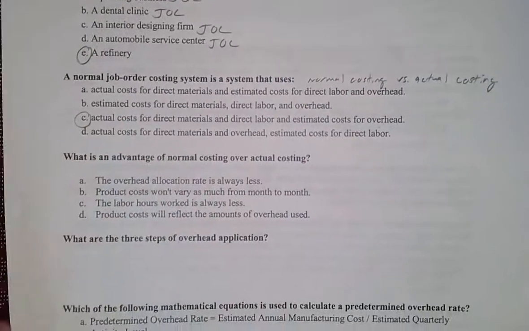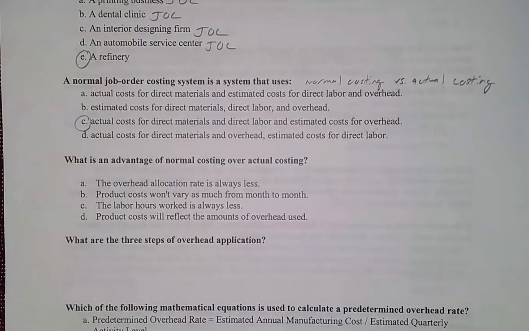Let's see if we can get this straightened away here. It says, what is an advantage of normal costing over actual costing? So right on cue. Choice A says the overhead allocation rate is always less. Well, there is no overhead allocation in actual costing because we're using actual overhead costs. There is no allocation of overhead, at least not in the sense that they mean. So that's not going to be right.